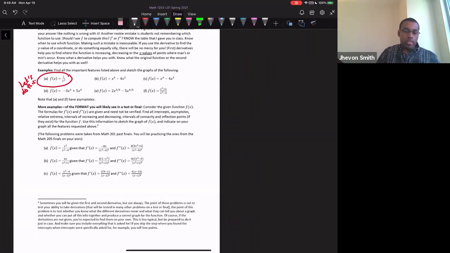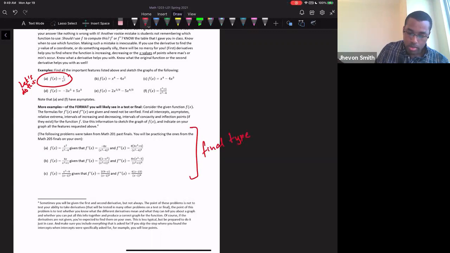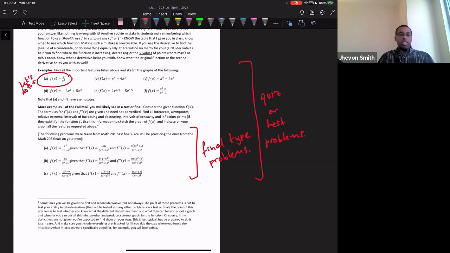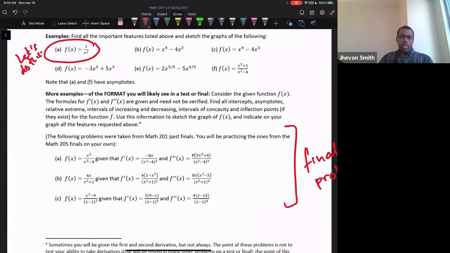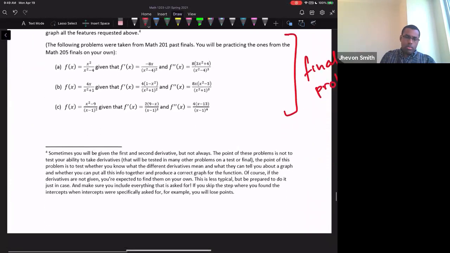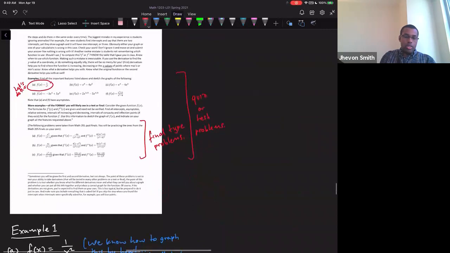So I would say try the rest. So all these problems are problems that can come up on a quiz or a test. On a final, probably a problem like down here would be what I do, final type problems. Quiz or test problems. So anything is fair game on a quiz or a test, but for the final, I'll probably give you something like this. So that's that. Try some more.